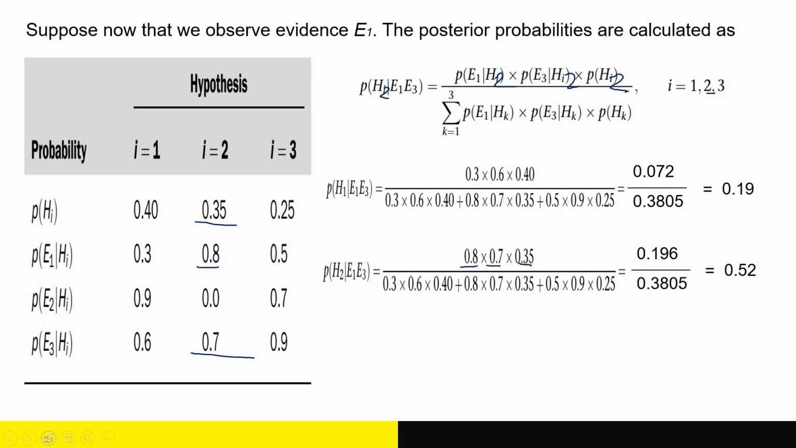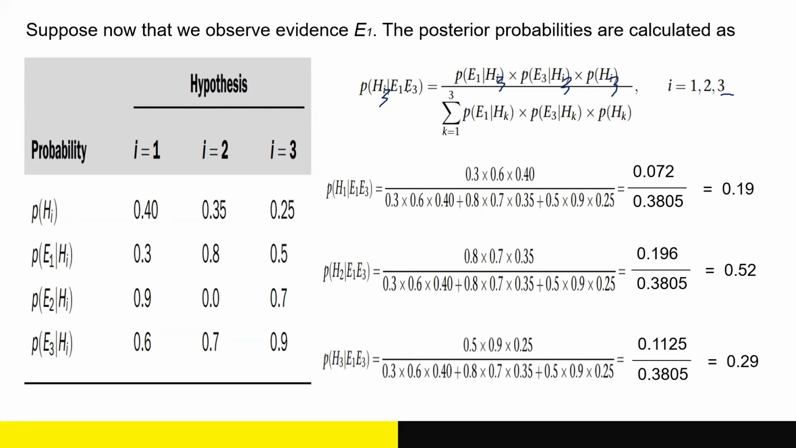And then our i now is 3. So the probability of hypothesis 3 given evidence 1 and evidence 3: the probability of evidence 1 given hypothesis 3, so we have 0.5, and then the probability of evidence 3 given hypothesis 3, so we have 0.9, and then multiplied by the probability of hypothesis 3, so we have 0.25. And their product is 0.1125, and then we will just copy the denominator since it is the same process naman. So when we divide them, the answer is 0.29.